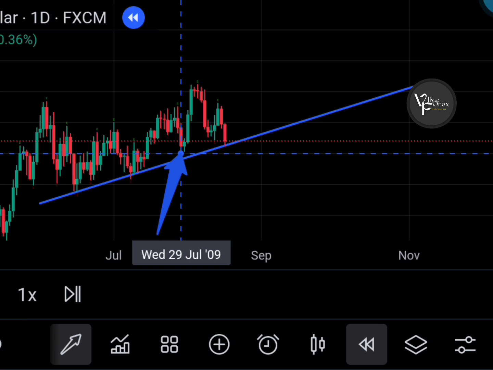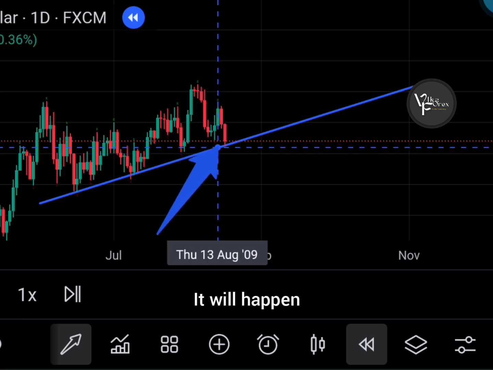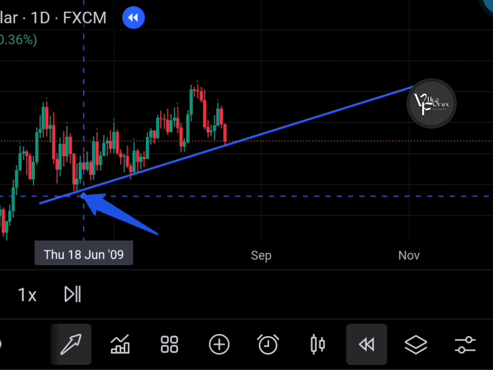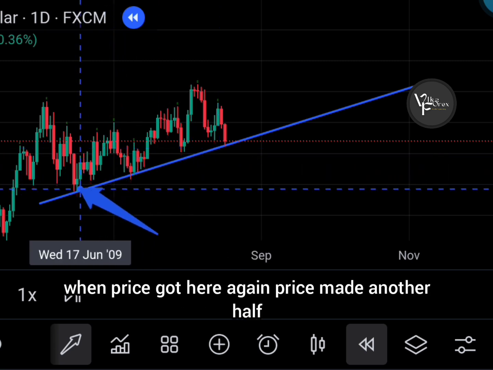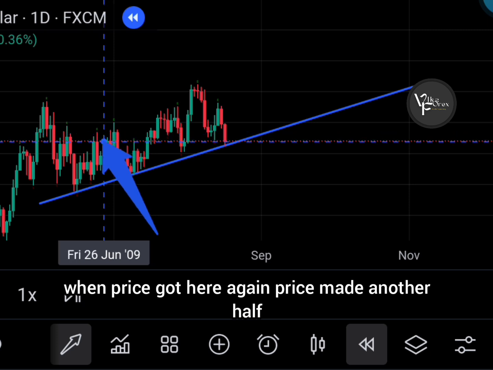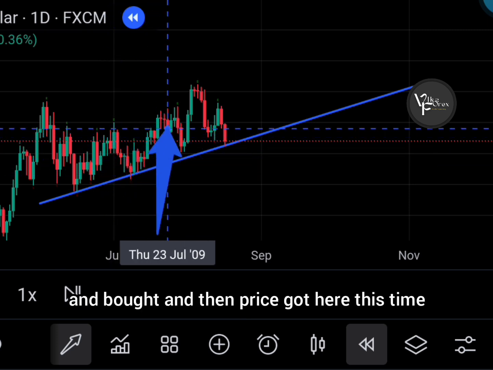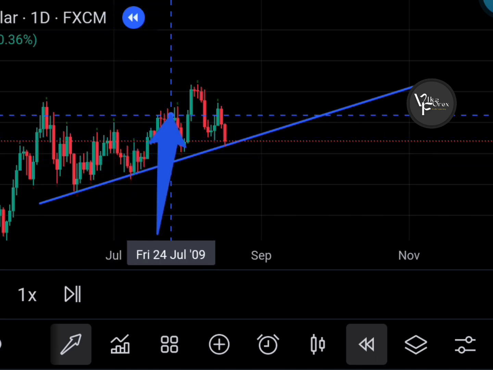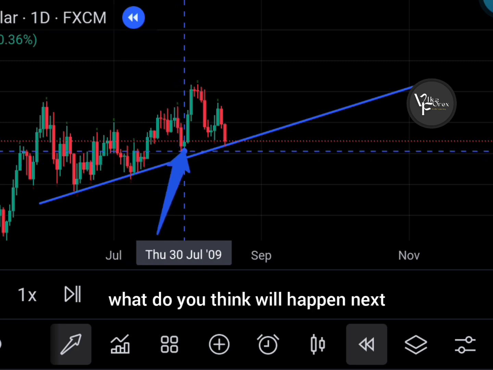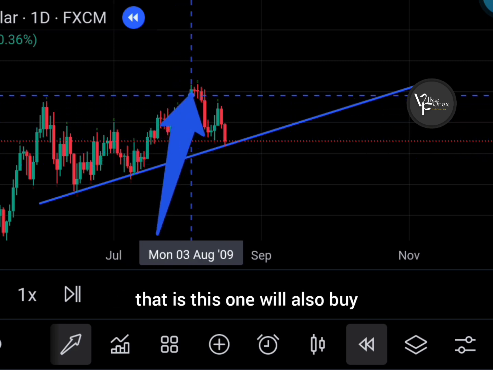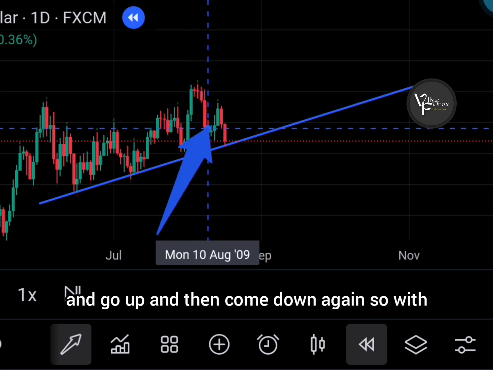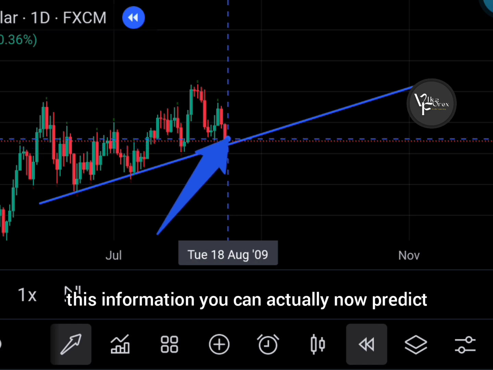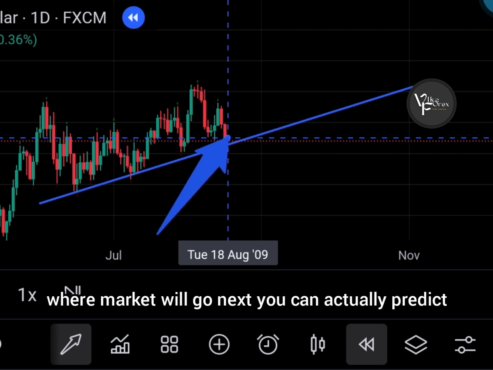And now price is here. So what do you think will happen? When price got here, price bought. When price got here again, price made another high and bought. Then price got here this time around, and it still bought. Now price is here, so what do you think will happen next? I believe it's going to buy and go up and then come down again. So with this information, you can now predict where the market will go next.